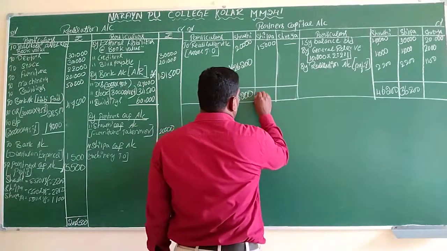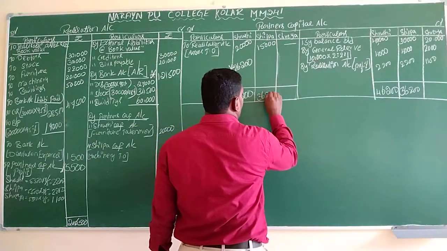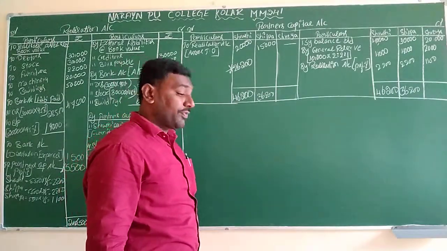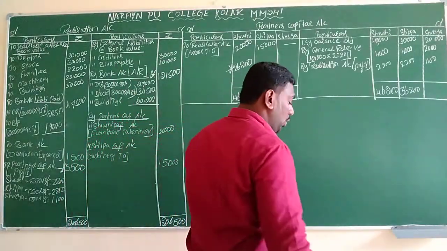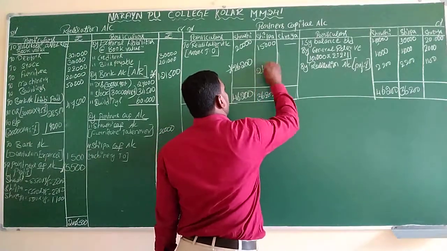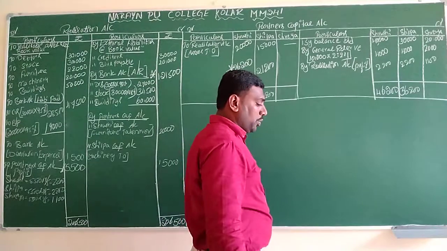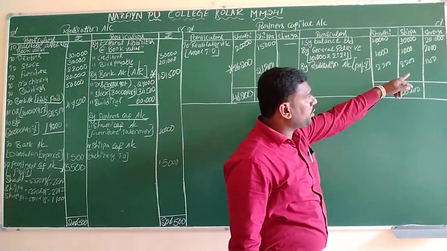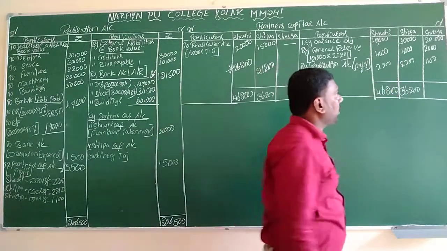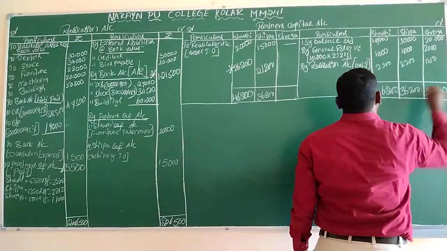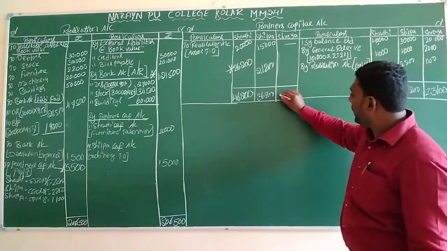So here also 36,200. Out of 36,200, deduct 15,000, we will get 21,200. And let's make the total of the third partner. 20 plus 2, 22. 22 plus 1,100, 23,100. And the same value we should write here.